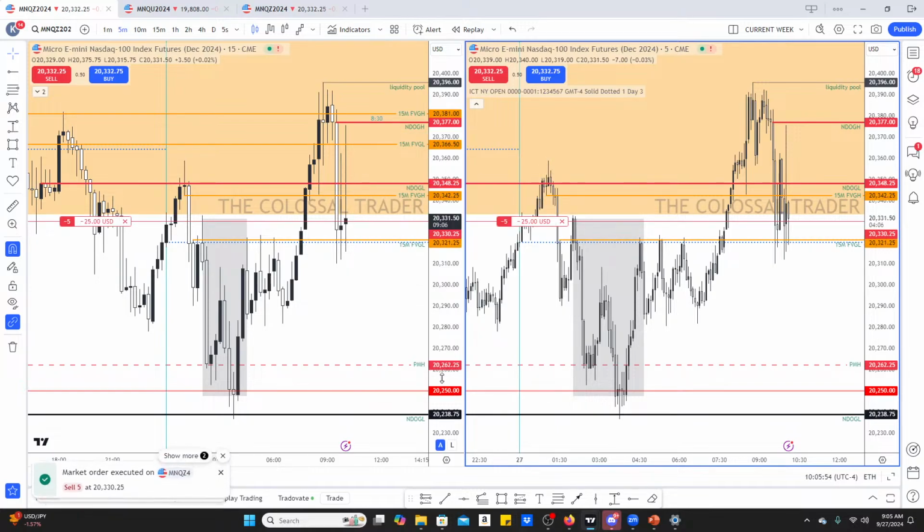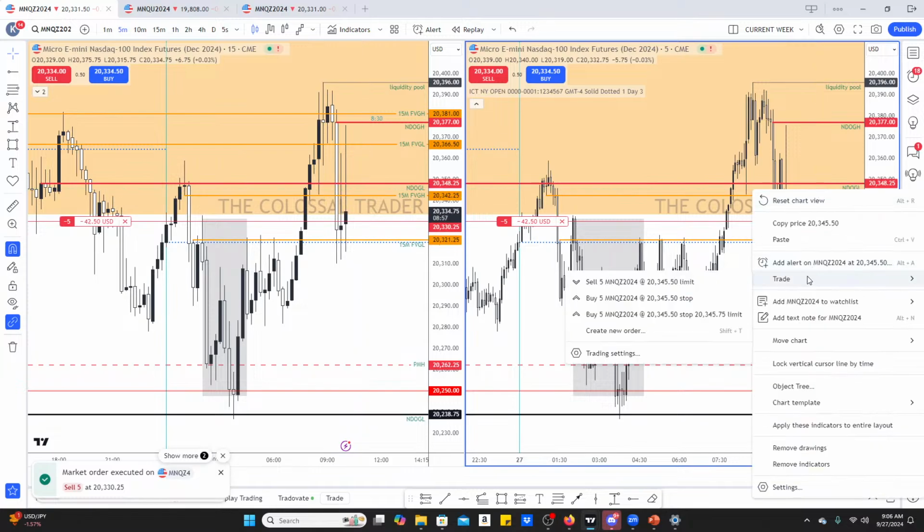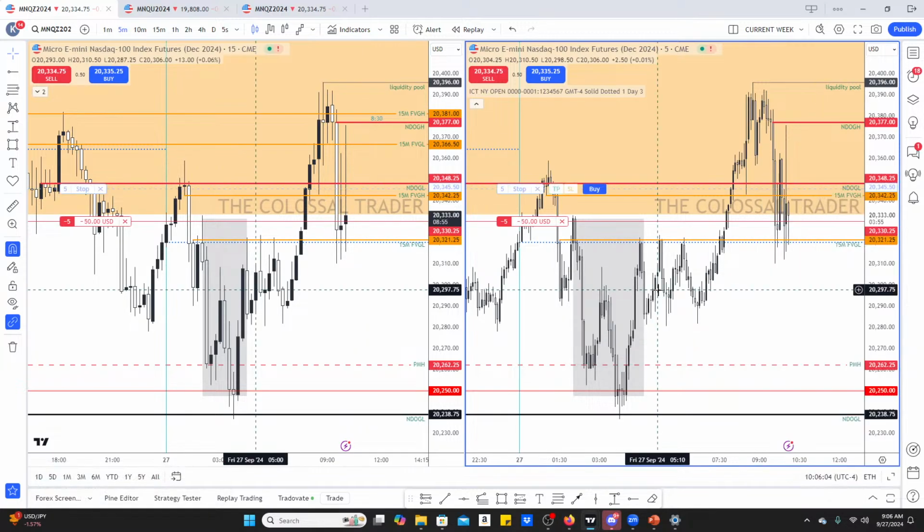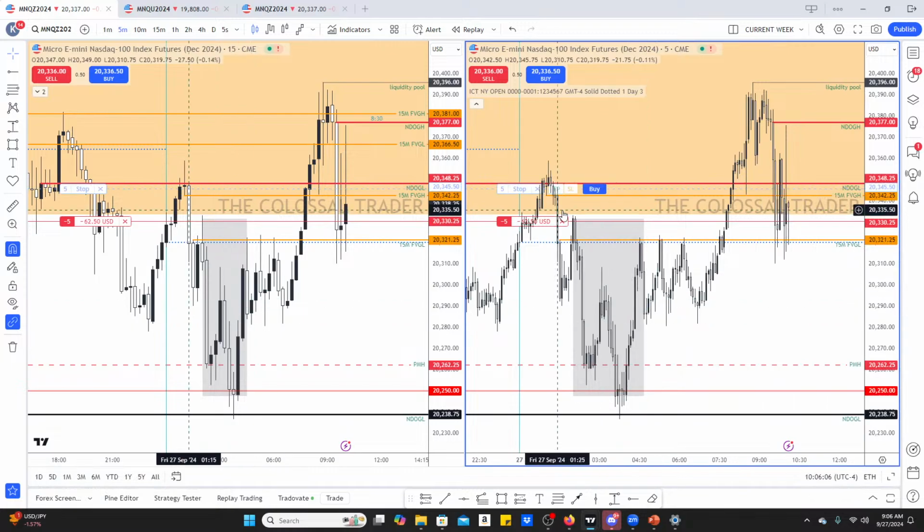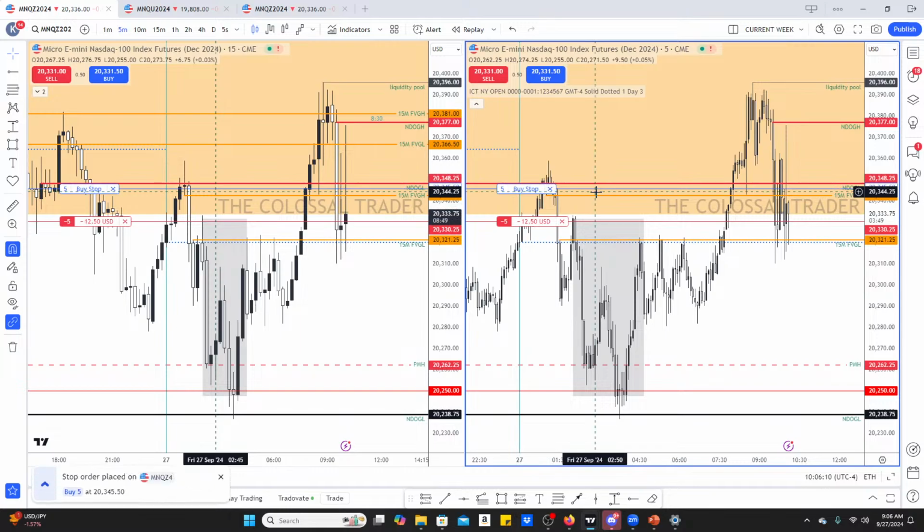We selling now. All right, the stop loss is gonna be very tight. Right here. I won't be surprised if they... very tight stop loss.